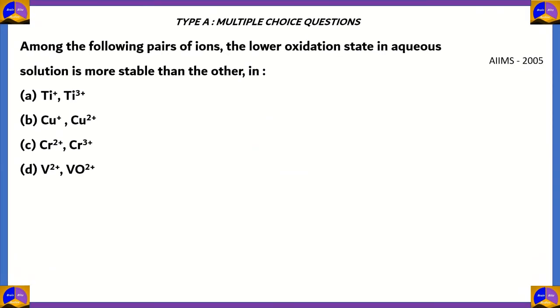Let's look at this question. Among the following pairs of ions, the lower oxidation state in aqueous solution is more stable than the other in. So you have option A, Ti+, Ti3+, option B, Cu+, Cu2+, option C, Cr2+, Cr3+, option D, V2+ and VO2+. So for this question, what we're going to do is we're going to take the configuration of each of these ions. So for Ti+, the electronic configuration is argon 4s1 3d2.